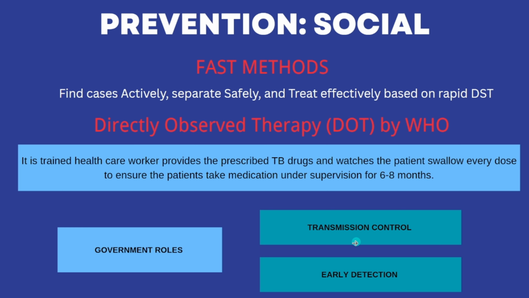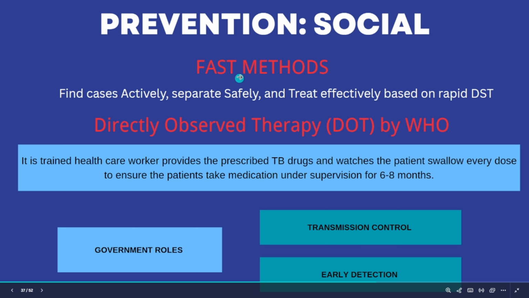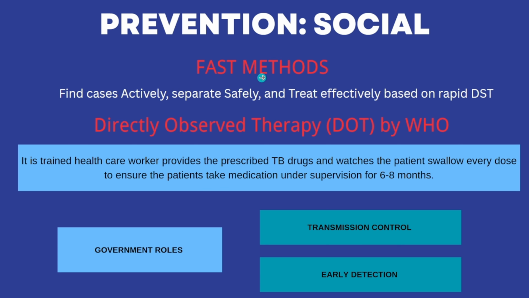Also early detection. You need active case finding and to diagnose very fast. When you get a TB patient, you need to actively find the cases and diagnose them, and the government also plays a role in preventing TB as well.